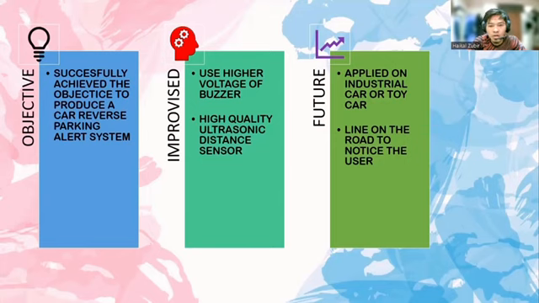And then for the future, this project can be applied to industrial cars or also toy cars. For this project we can also apply it at the line on the road, which is the zebra crossing, where we can alert the car user that their car is near the zebra crossing, which is a danger to the person who crosses the road. That's all. Thank you.